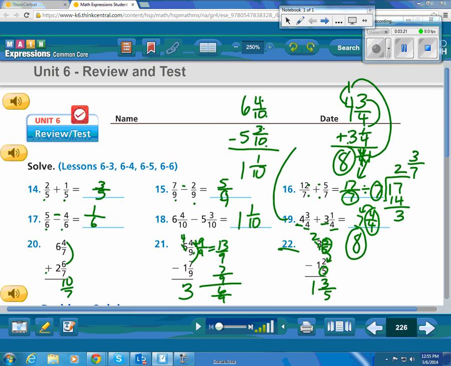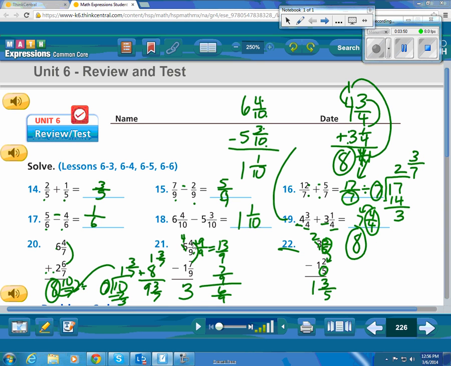Okay, if I'm looking at this, I'm adding, and I say 4 plus 6 is 10. 10/7. Okay, adding my whole numbers. 6 plus 2 is 8. Looking at this, I have a 10 up here that is bigger than my bottom, so I know that I need to divide. 10 divided by 7 is 1. I have 3 left. My denominator stays on the bottom. 1 and 3/7 plus I had 8 whole things. So 8 plus 1 and 3/7 is 9 and 3/7.